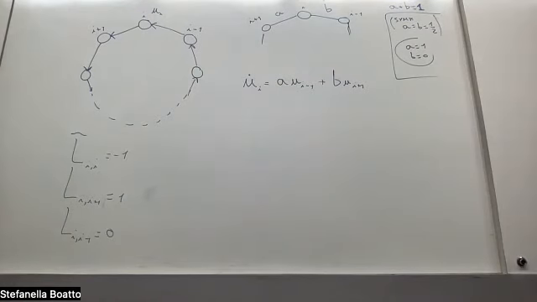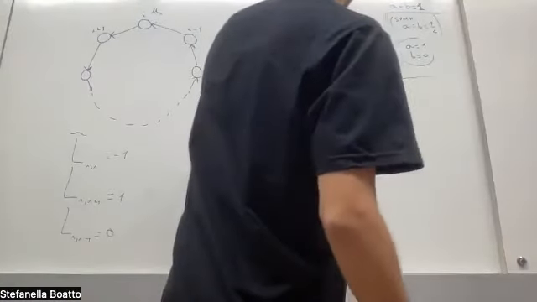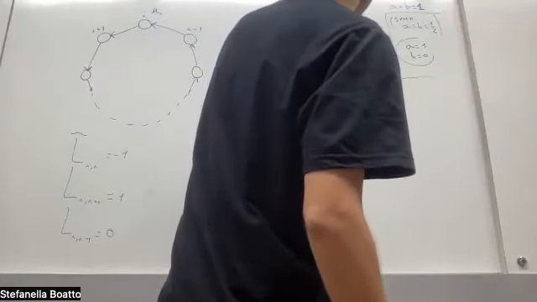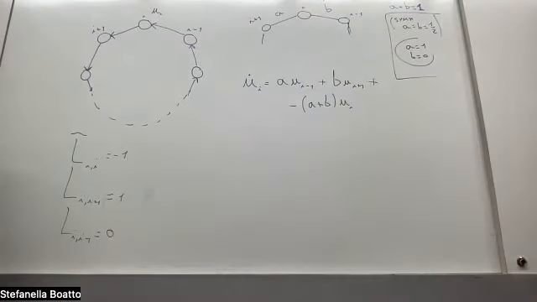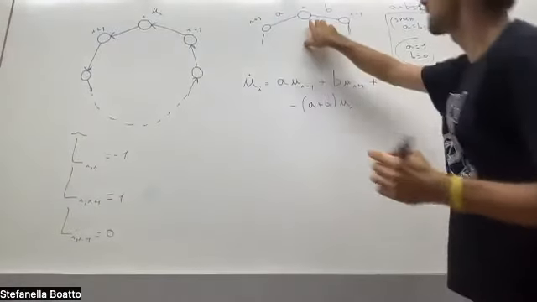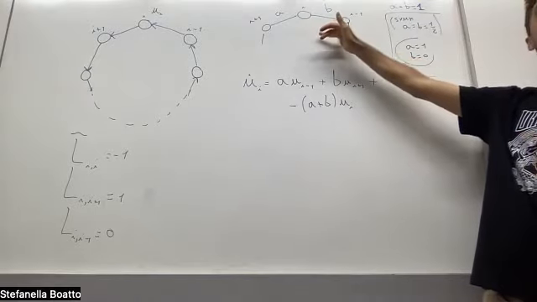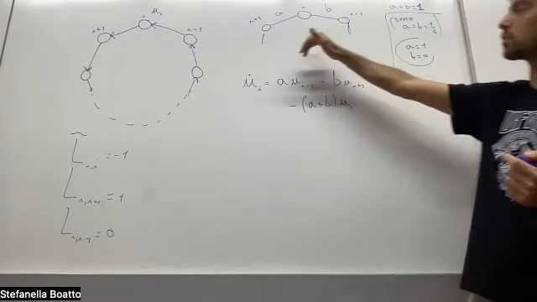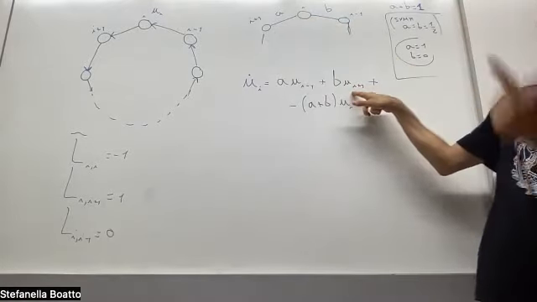Okay, minus what's going out. So A plus B, and this is equal to 1. I don't get why B is equal to 1. So from node I, there is a probability B to go to I minus 1. And so from node I plus 1, there is a probability B of going to I.